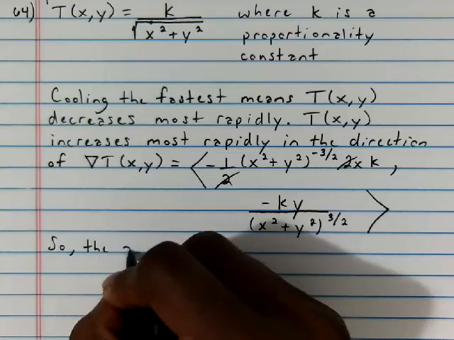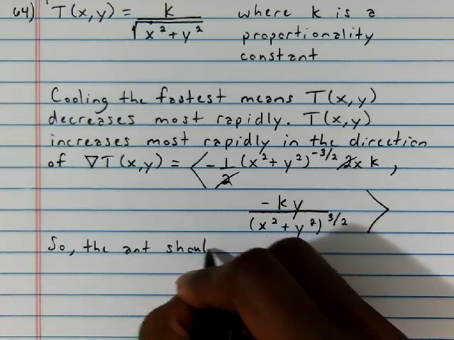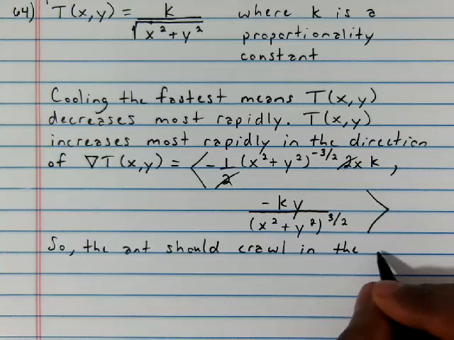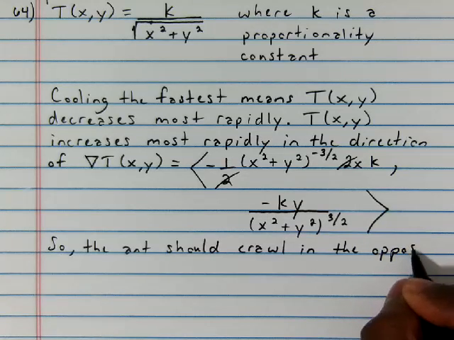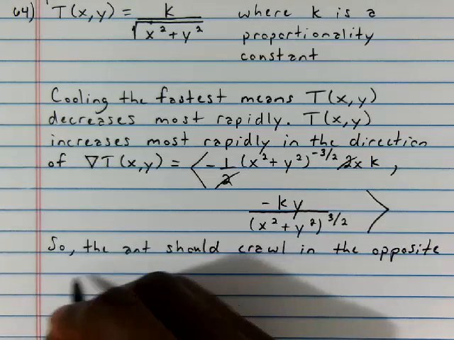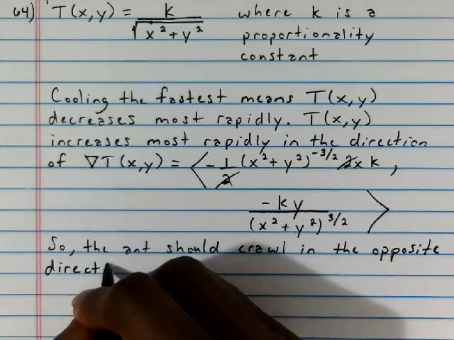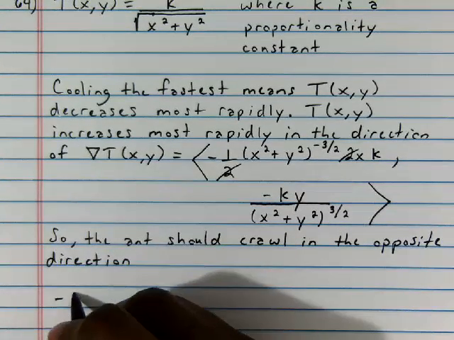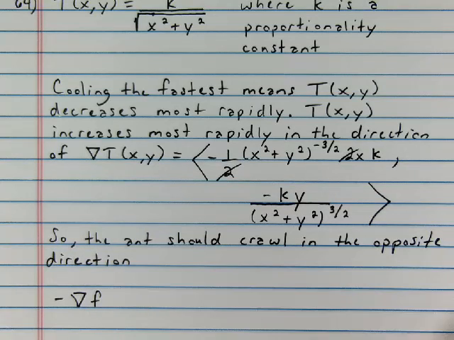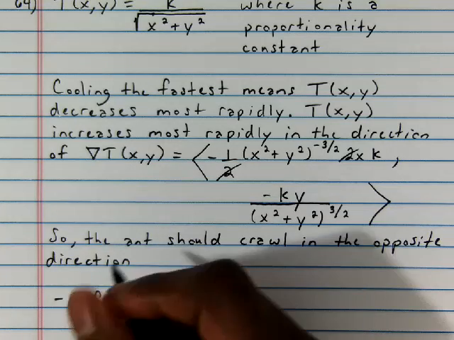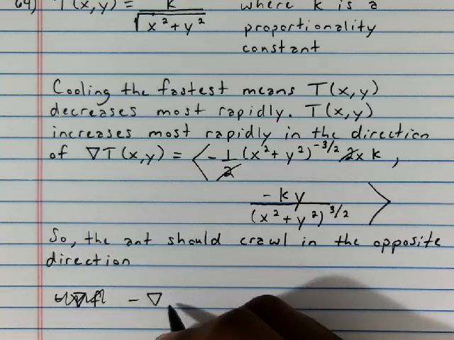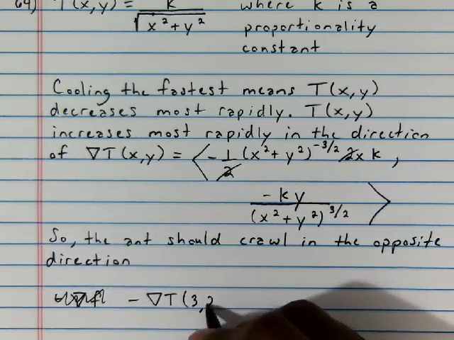So the ant should crawl in the opposite direction, which is going to be the negative of that vector. And let's go ahead and put in our point, which was, sorry, I didn't write down the point. The point was (3, 2). It's not f, it's T. So scrap that. It is the negative gradient of T at (3, 2).